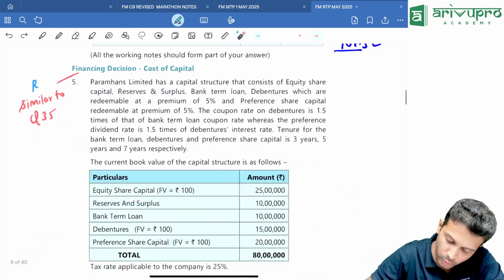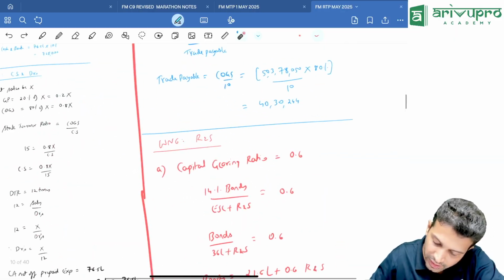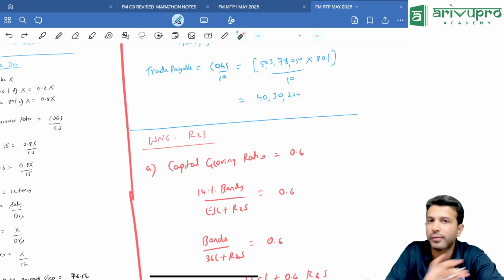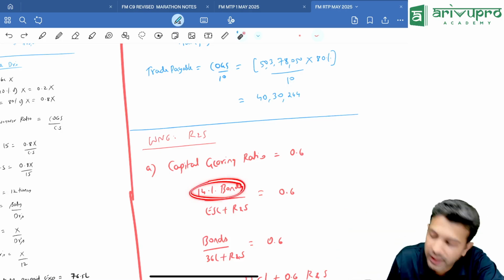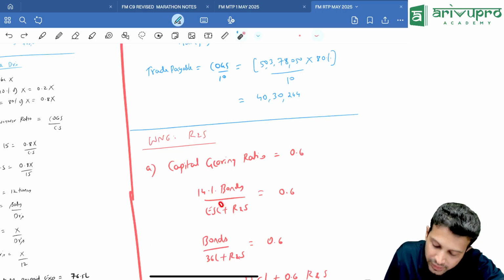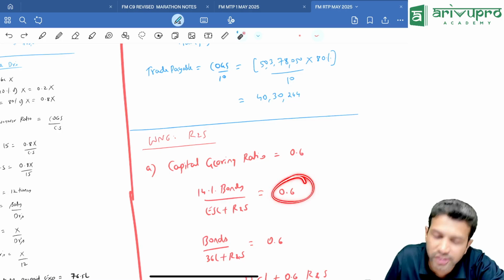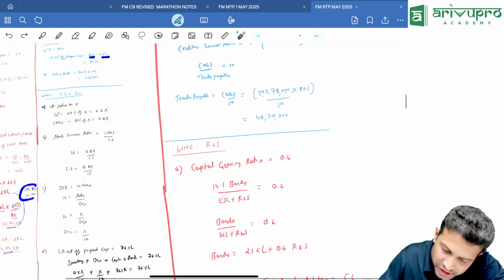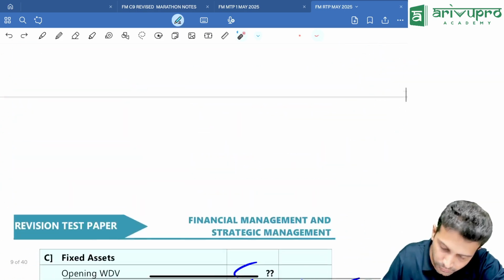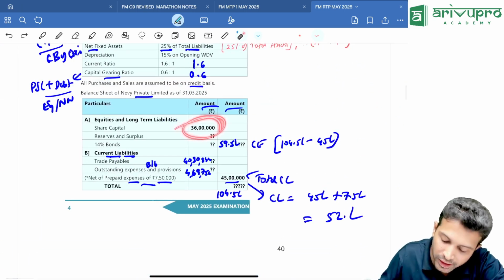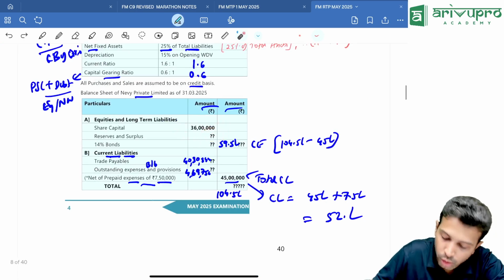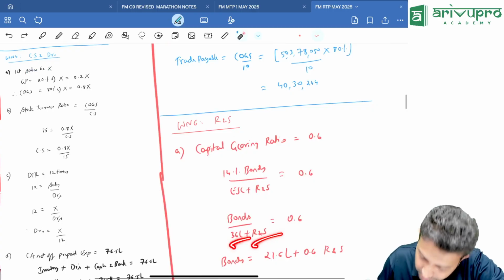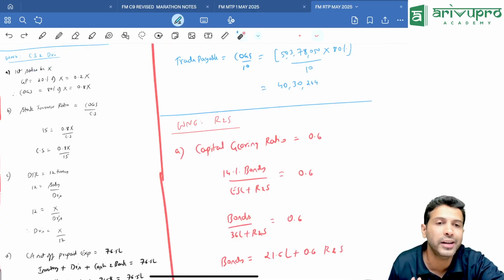That should be equal to how much? 0.6. Equate that and let's see what we can find out. Capital gearing ratio is 0.6. In this problem we don't have preference share capital, so directly in the numerator we take only debt. Debt divided by equity share capital plus reserves and surplus is 0.6. Debt we don't know, I'll keep it as it is. Equity share capital was given in the question to be 36 lakh. Reserves and surplus we don't know, but equity share capital we know to be 36 lakh. So take this 36 lakh plus reserves and surplus, which we don't know, equal to 0.6.